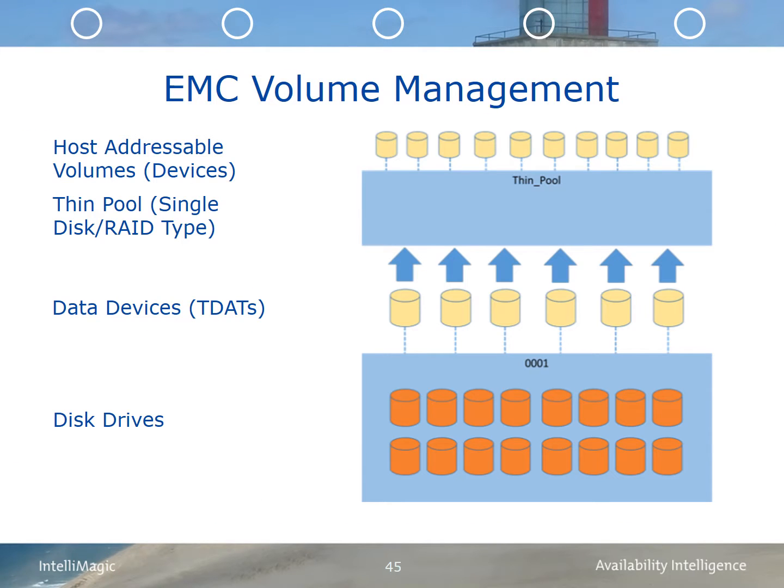All right, let's talk about EMC's volume management. The most basic way to look at this is you have a set of physical spindles. You create from those physical spindles some data devices, and those data devices are provided to a thin pool. Now the thin pool is going to consist of a single disk or RAID type, so maybe it's a fiber channel thin pool, and then from there you're going to be creating host addressable volumes, or thin volumes, or thick volumes.